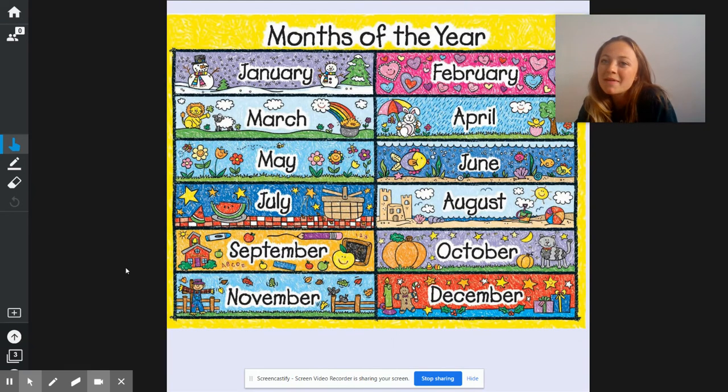Next up, we have got the months of the year. And the first month of the year is January, which is a cold month. So here we've got snowmen, we've got snow because it's in winter. Then February, where there's Valentine's Day, so we've got lots of hearts here. March, April, which is Easter. May, which is the month we are in now. June, July, August, we get to get into summer.